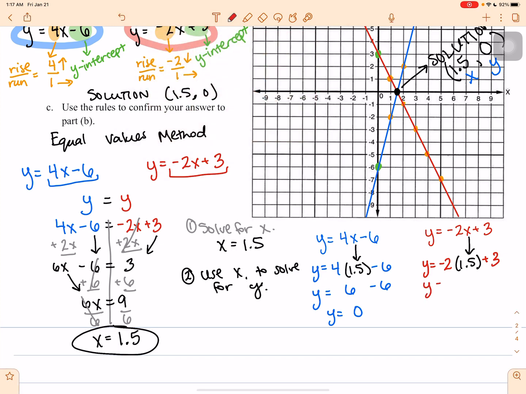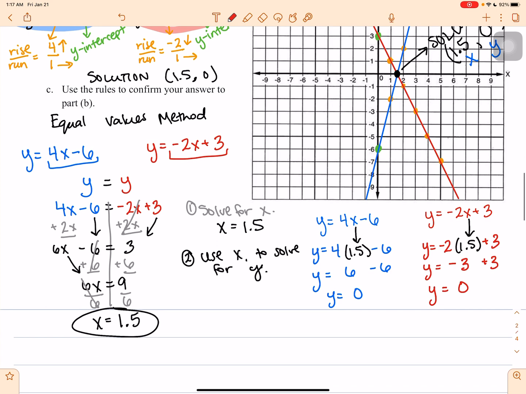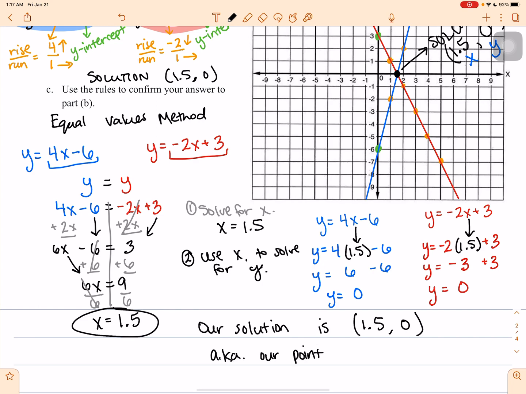So negative 2 times 1.5 is negative 3. Of course, you can use a calculator for that. I just know it in my head. y equals 0. Negative 3 plus 3 is 0. So it checks out. Our solution is 1.5, 0. So this is also known as our point of intersection. It's where the lines will cross on the graph.